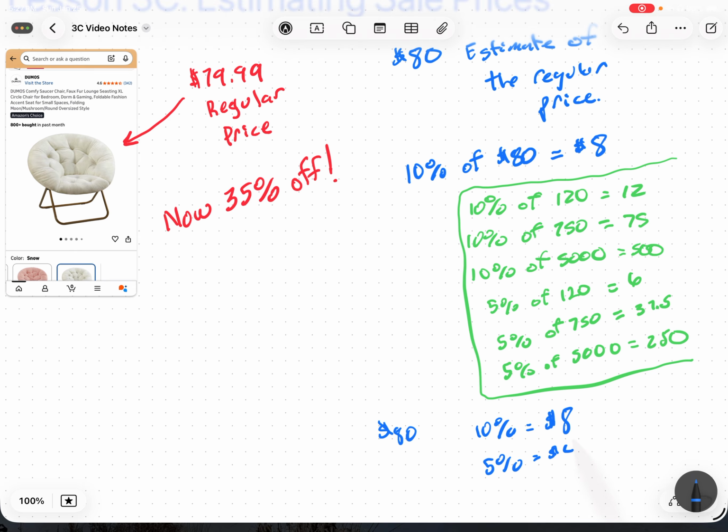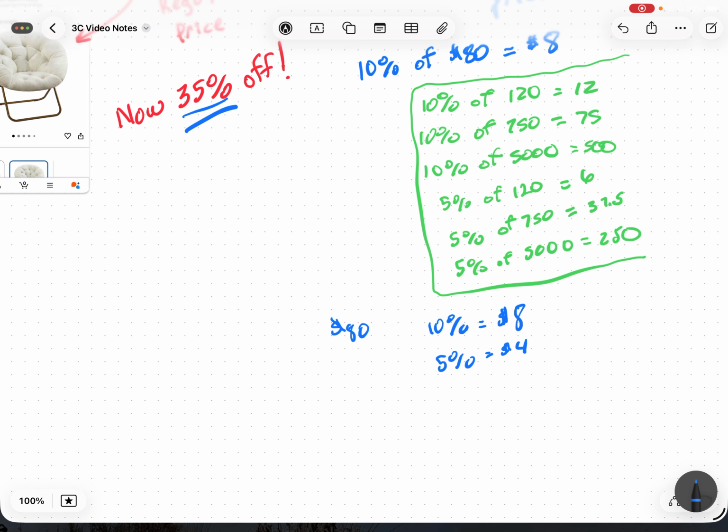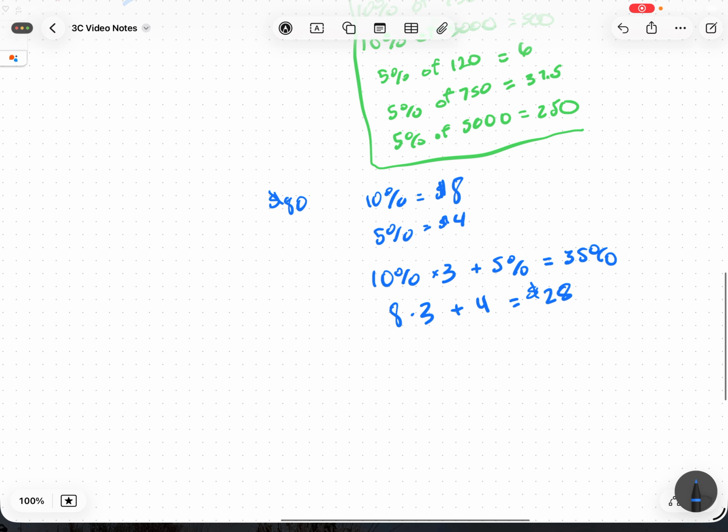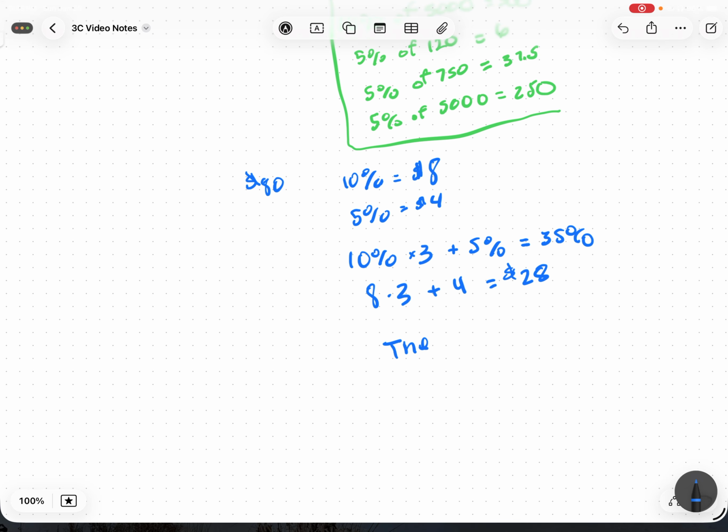Now, the reason I'm doing this is we need 35%, right? So what I'm going to do is 3 of the 10%, that's 30%, plus 1 of the 5%. So it's 10%, and I need 3 of those, so I'll multiply that by 3, plus 5%. That's how I'm going to get the 35%. So for our numbers, it's going to be 8 times 3, that's 24, plus one of the 5%, which is 4. So that's 24 plus 4, which is $28. This is the discount. Remember, you do not pay the discount.